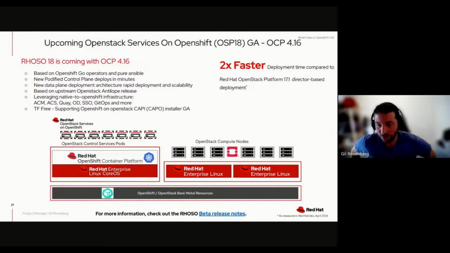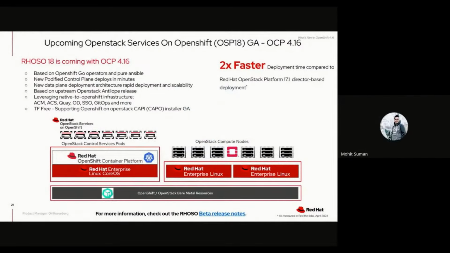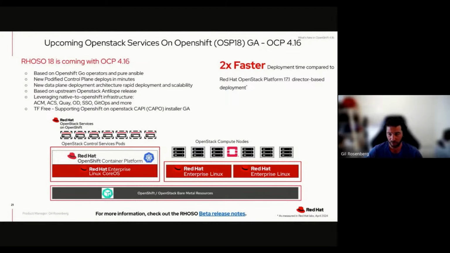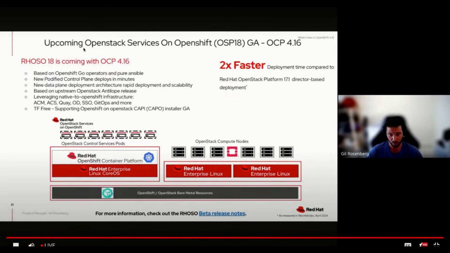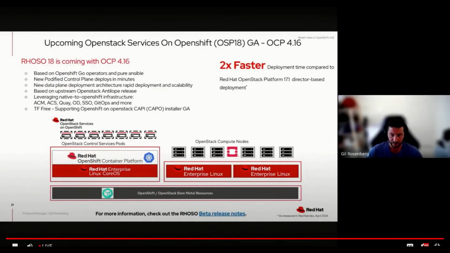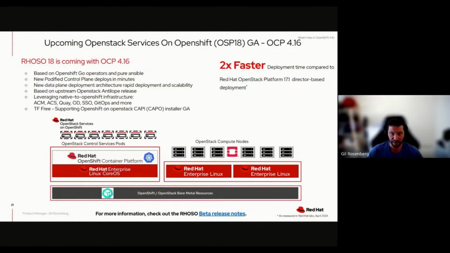So, with OpenShift 4.16, we are pleased to announce Red Hat OpenStack Services on OpenShift, or ROSO in short. This is Red Hat's next major OpenStack release, featuring a new framework based on Go operators, that's native OpenShift operators, and pure Ansible to manage the external data plane. This is basically modernizing the deployment and the lifecycle tooling, focusing on faster, more predictable deployments with massive scale improvements and very strong integration to the OpenShift ecosystem.